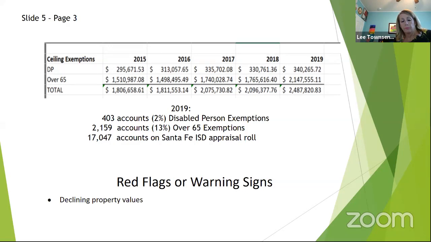Also, one of the things that you should keep in mind as a warning flag is declining property values. And as you can tell in the reports that we're about to see, our property values have continued to increase and we're in a real good place with appreciation of value.